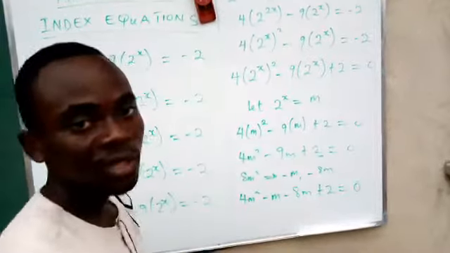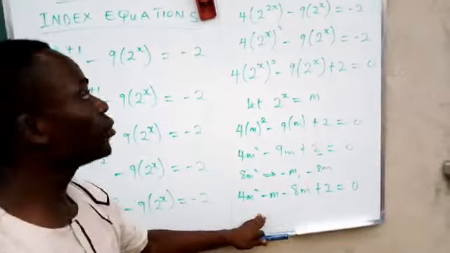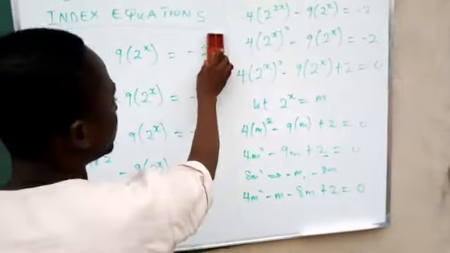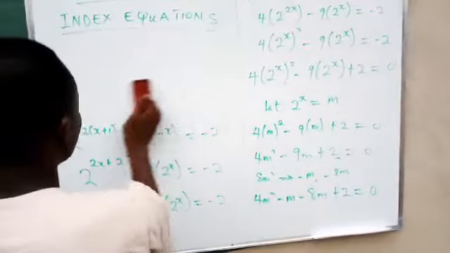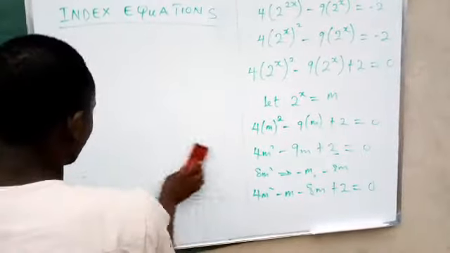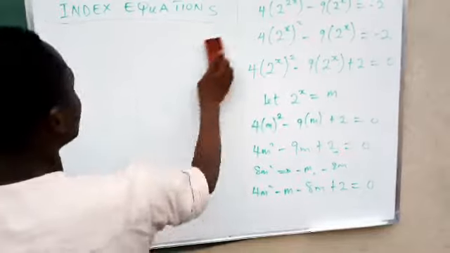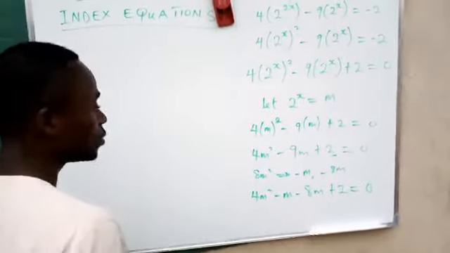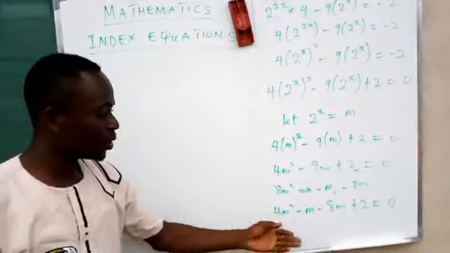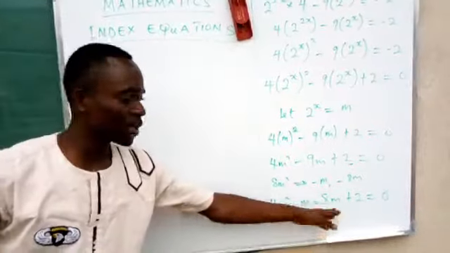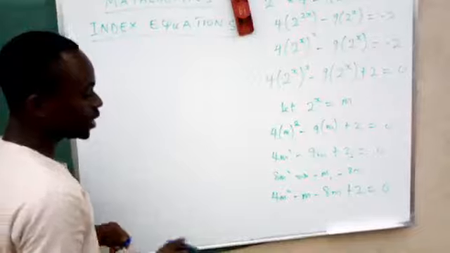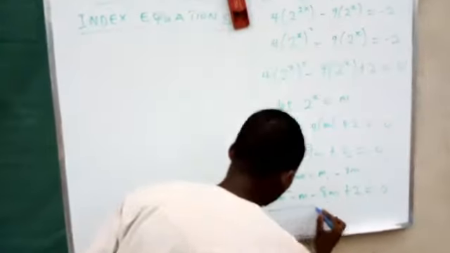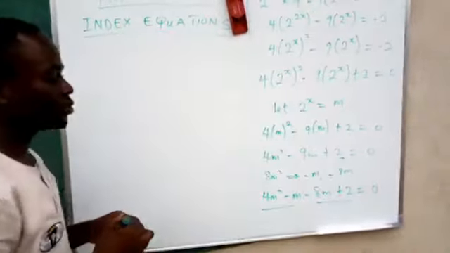So we are still in the process of factorizing this quadratic equation. Let me wipe off this. Okay, so the next thing is we factorize by grouping. We factorize the first 2 terms, followed by the factorization of the last 2 terms.